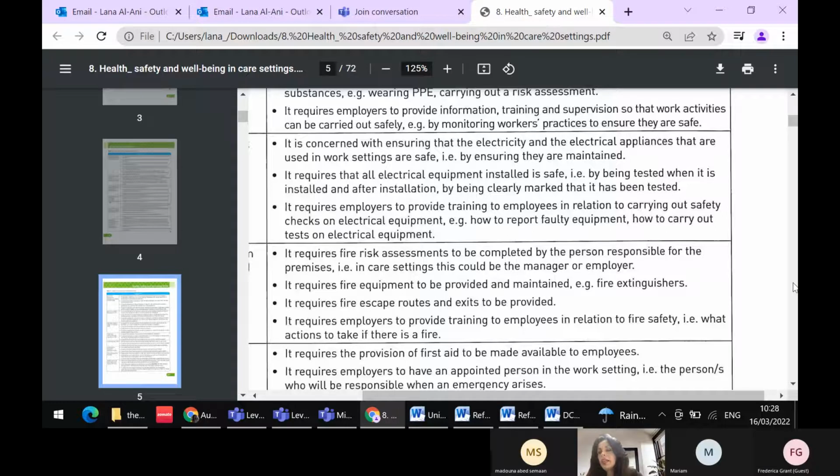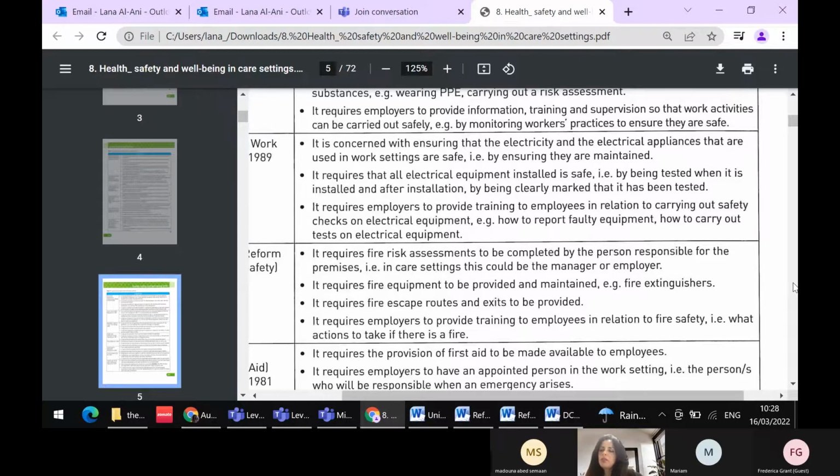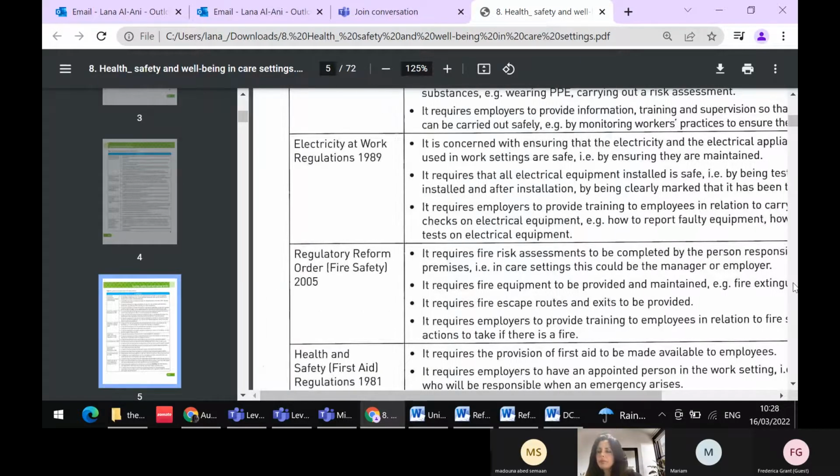And it requires electric equipment to be installed in safe hands, like a trusted, certified electrician doing the installation. And also it requires the employer to provide training for the employees on how to use this electric equipment. It shouldn't be just having new equipment, putting it there and asking the employees to use it. They should provide proper training.